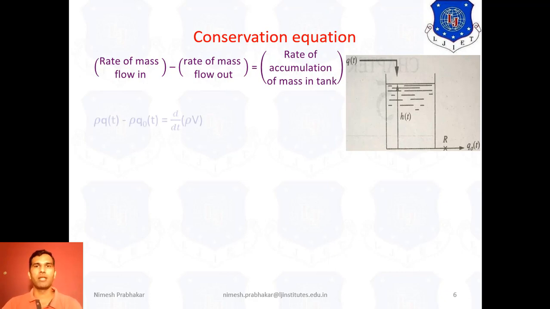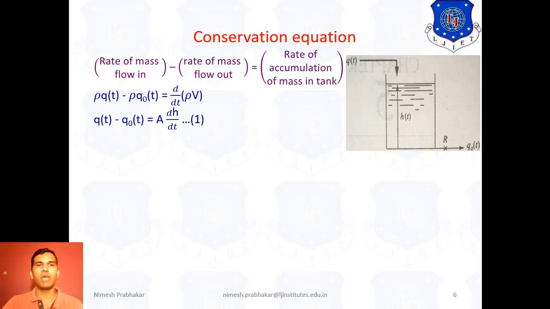So the rate of flow in is equal to rho into Q(t), the rate of flow out is equal to rho into Q0(t), and the rate of accumulation is nothing but d by dt of rho into V. But we know V is equal to A into H. So we can write this equation as Q(t) minus Q0(t) is equal to A dH by dt.